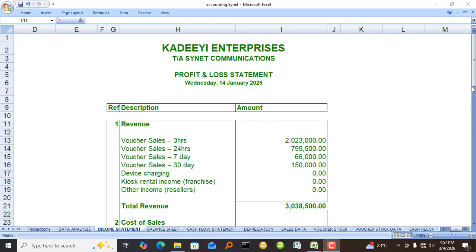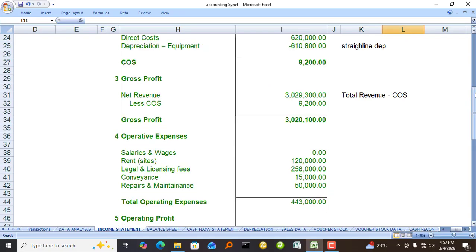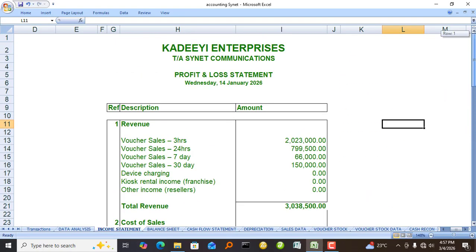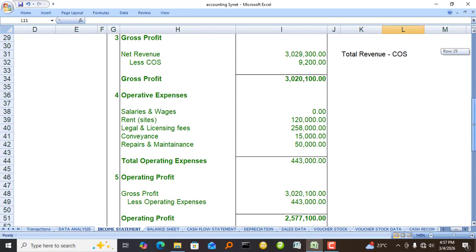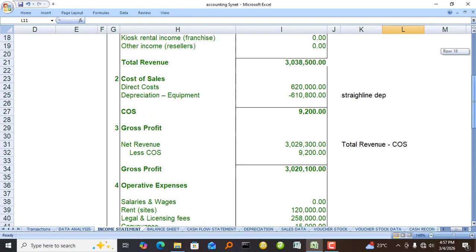Today we are going to look at accounting. We are going to look at how I arranged my accounts for the business and how I make decisions using these accounting numbers for the business. So let's get started.